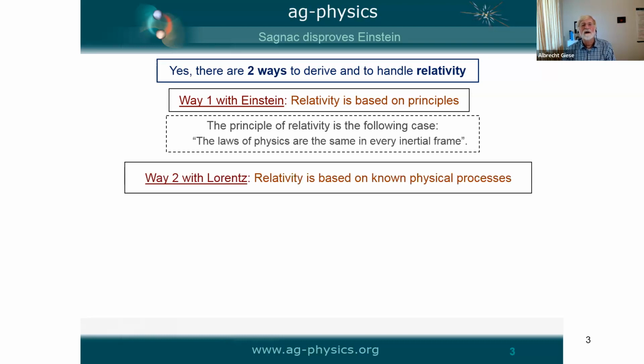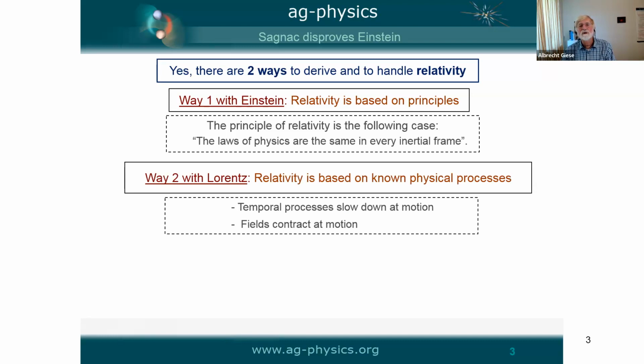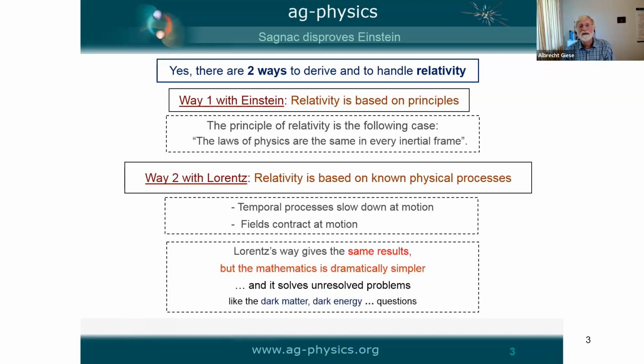The second way is that of Lorentz, who has based relativity on known physical processes. In principle, there are two processes for special relativity: temporal processes slow down at motion, and fields contract at motion. The Lorentz way gives the same results as Einstein, but the mathematics is dramatically simpler. Also, imagination is much simpler with Lorentz than with Einstein. And this way resolves, in addition, unresolved problems like the dark matter and dark energy problem, also inflation and things like that.